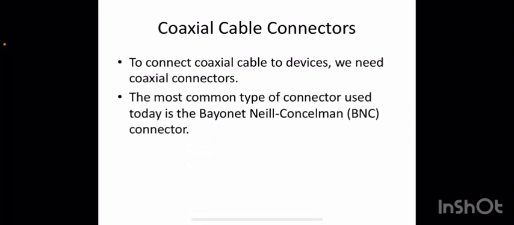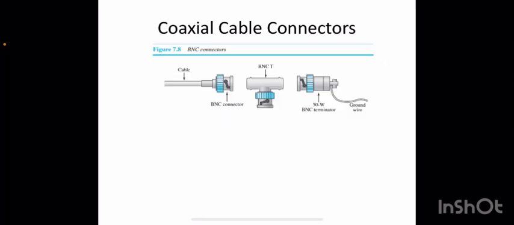The most common type of connector we are using is the BNC connector, bayonet nail concealment connector. This is how it looks. There are three components for BNC connectors. One is called the BNC connector, the second one is the BNC T connector, and the third one is the BNC terminator.